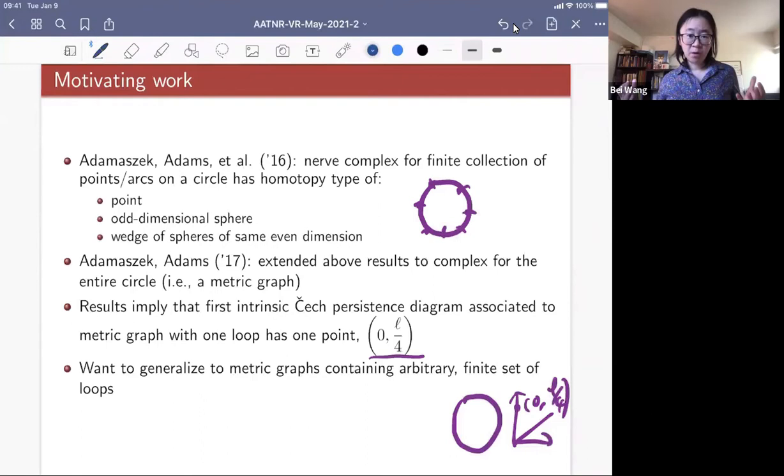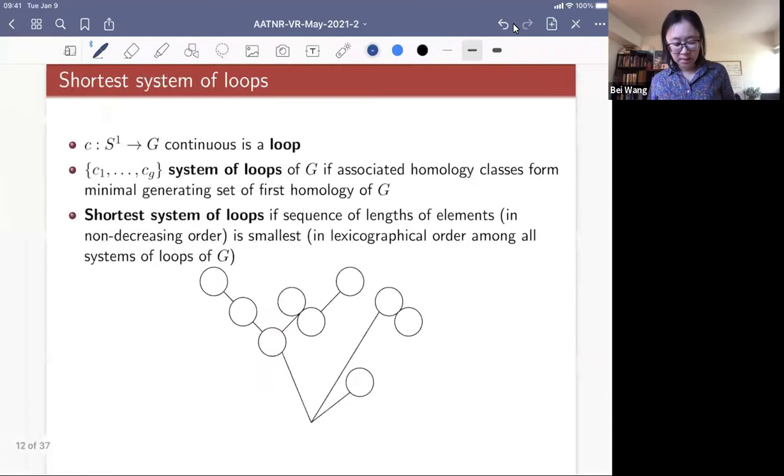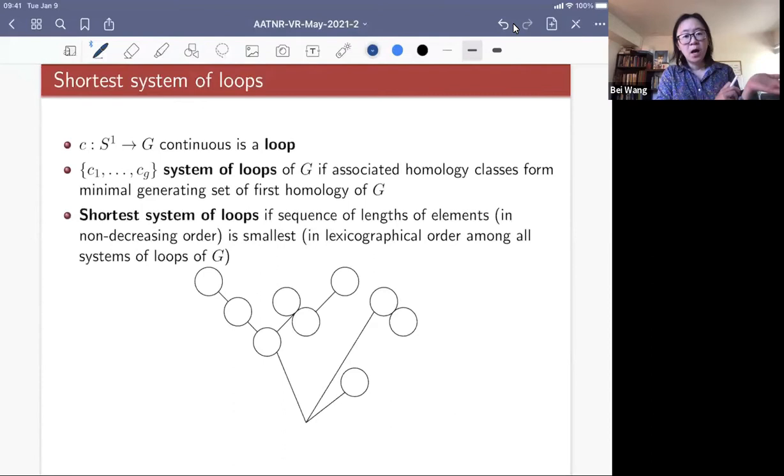Okay. So now with these earlier results, you can characterize the persistence diagram of a metric graph that has one loop. What if I have a metric graph with a finite set of loops? Can we push it a little bit further? That leads to our first initial result back in 2016 with a working group. But before I do that, I need to talk about a system of loops.